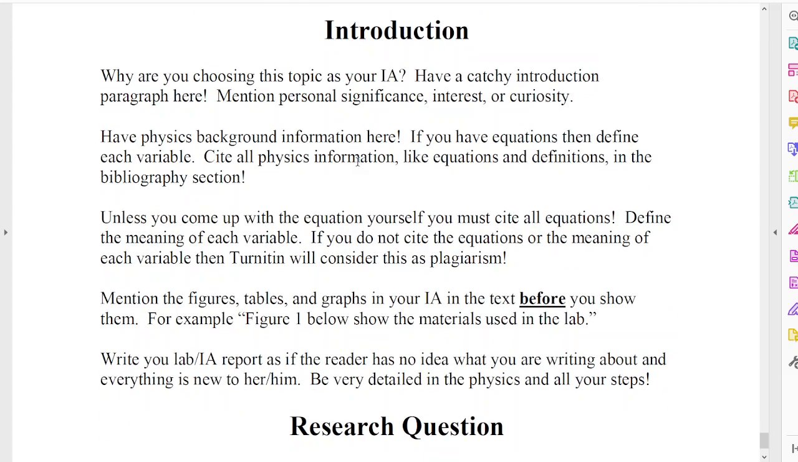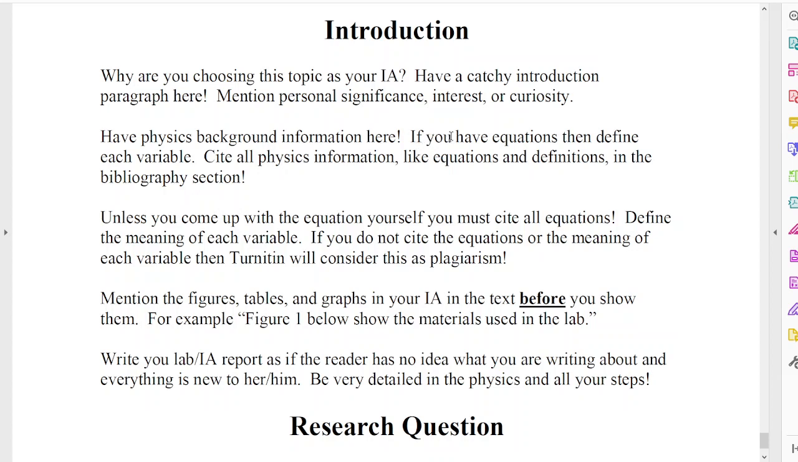You need an introduction. Why are you choosing this topic as your IA? Have a catchy introduction paragraph here. Mention personal significance, interest, or curiosity. So for example, some people would always talk about how solar energy is going to power the future. Is this even possible? So I'm going to see how much solar energy I could get to convert to electric energy and see if this could power the city I live in and the square meters that I need for solar panels. Okay.